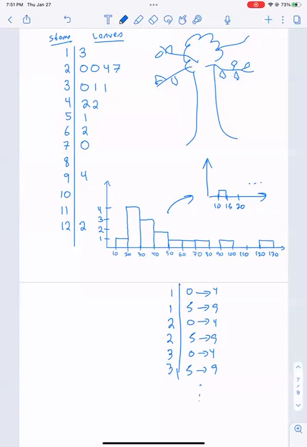Whereas if there are fewer data points and you can do it by hand, the stem and leaf plot does not lose the information that the histogram does. So we want to use it if we can. We only switch to the histogram when the number of data points becomes too much. Does that make sense?